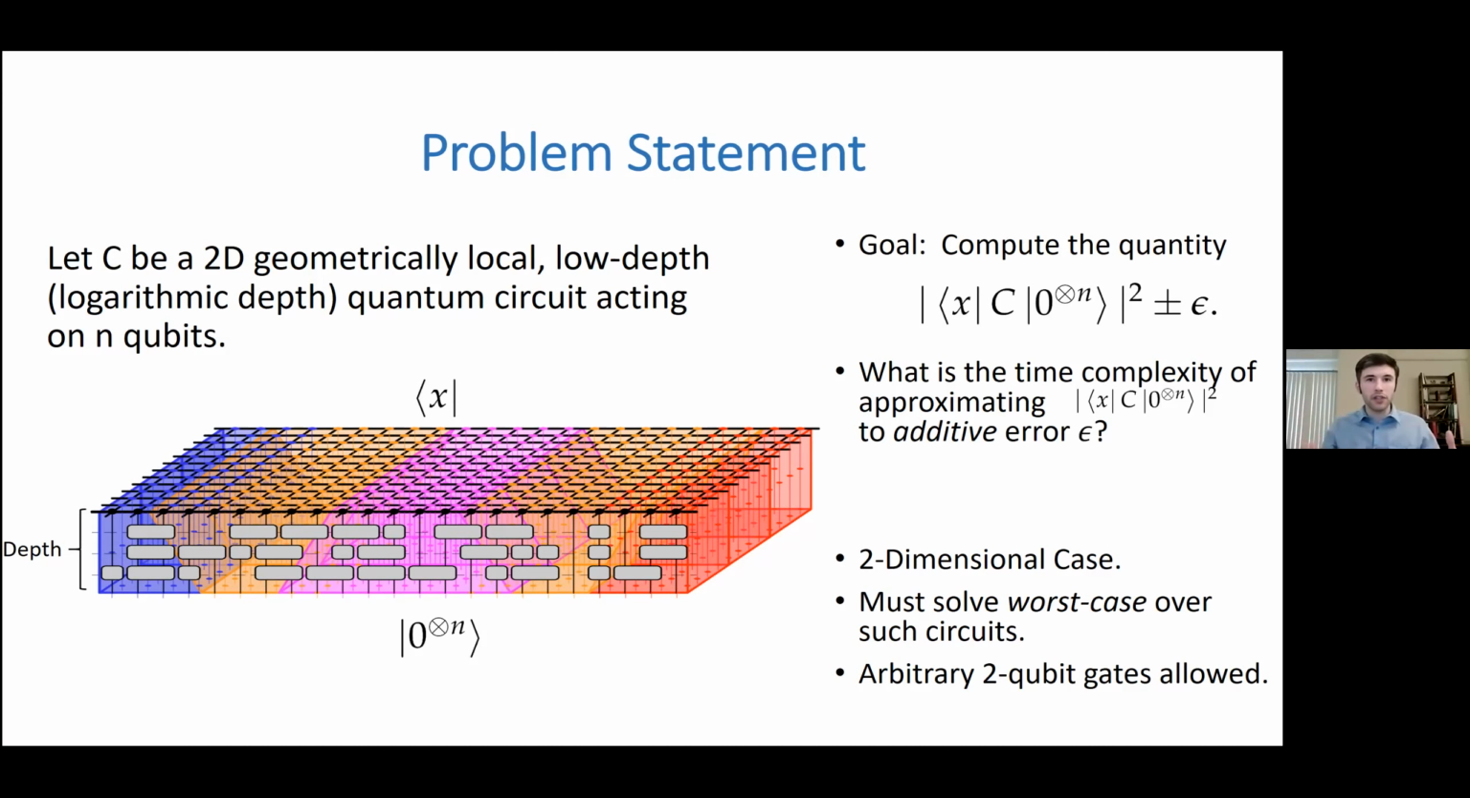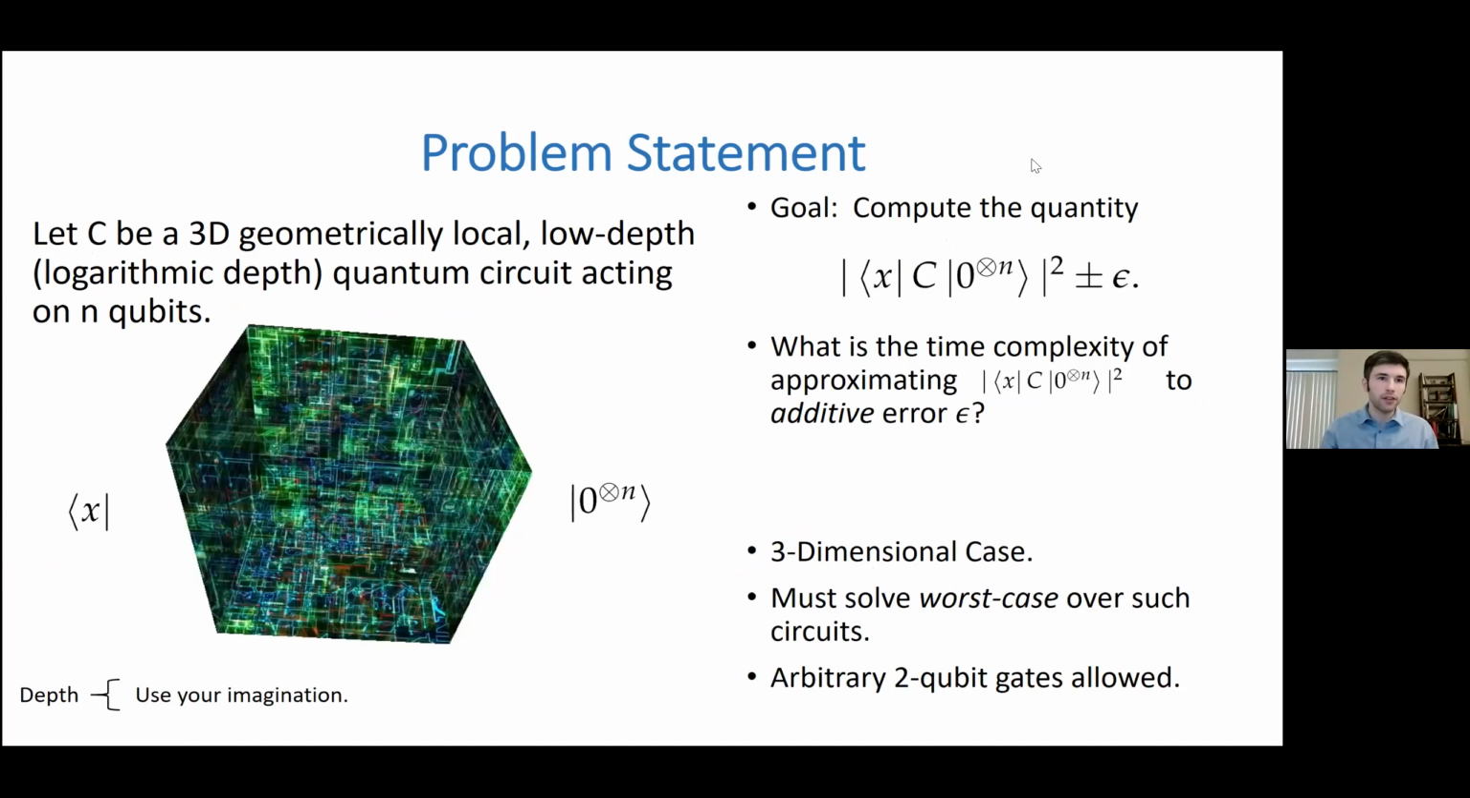It takes 3 dimensions to draw it because the depth takes 1 dimension. So if I show you the 3-dimensional case, well, I've sort of punted on trying to draw it because it would take 4 dimensions if I would include the depth. So you'll just sort of have to imagine what that 3D geometrically local quantum circuit might look like. At least one layer of the circuit would be geometrically local gates applied on a cubic lattice. Okay, and again, we consider the same problem. We want to estimate output probabilities.